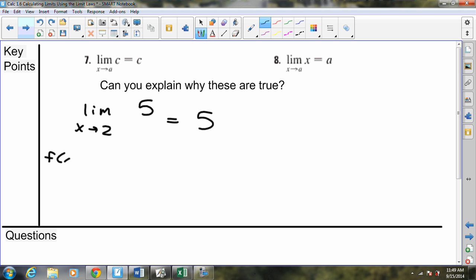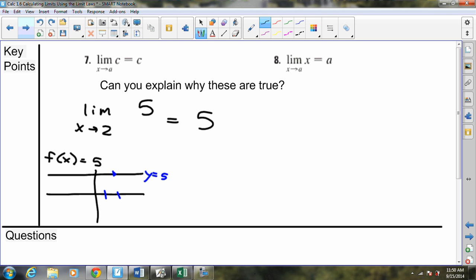Consider the graph f of x equals 5. What does that graph look like? Yeah, it's a horizontal line. Basically, we're doing y equals 5, f of x equals 5. Well, as you go x equals 1, x equals 2, where is it going? Right at 5. Very quick visual proof of what's going on with it.